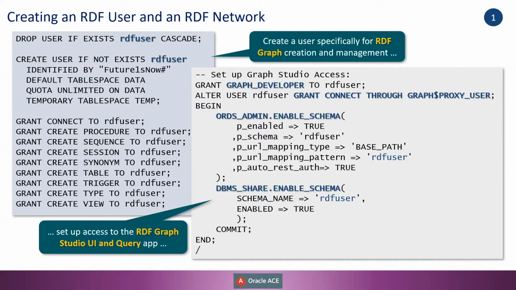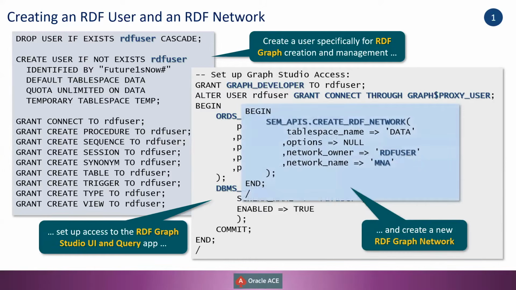You'll see it in just a little minute here. But the ORDS enablement lets me use that. More on that coming up in about 6 or 7 minutes. Now I've got a user. I'm going to create an RDF network. What's an RDF network? A collection of RDF graphs. Simply all that it is. I've named the network MNA. It's owned by RDF user. So that's just basic infrastructure here.